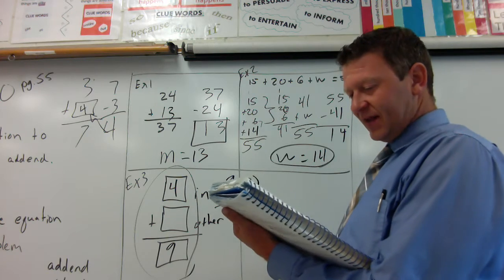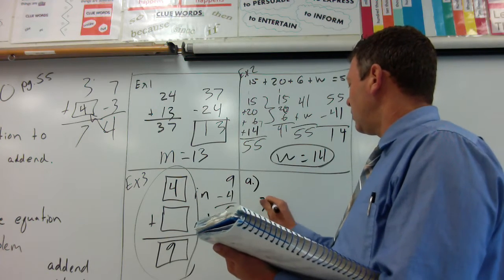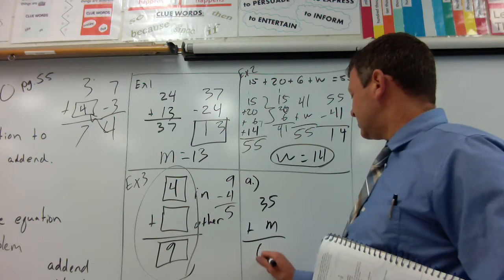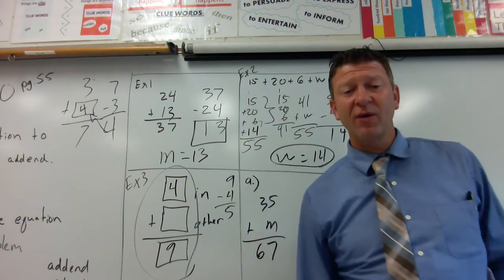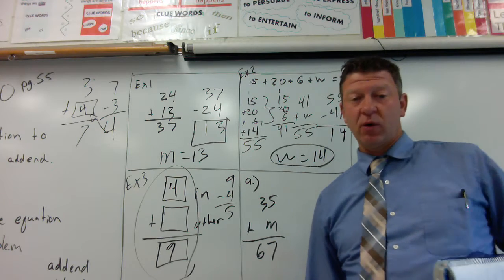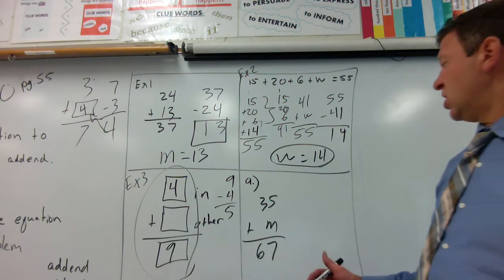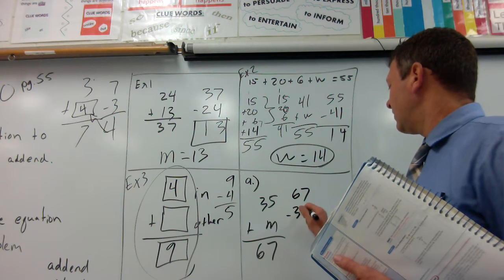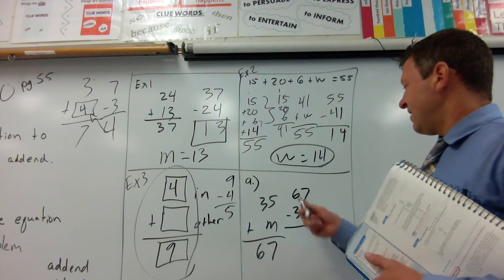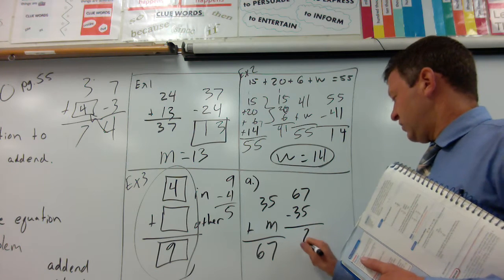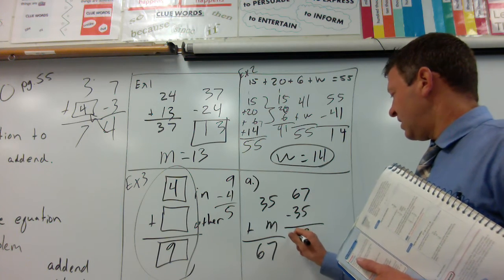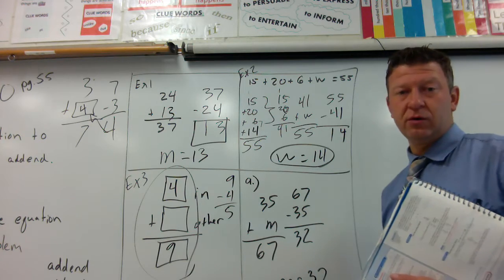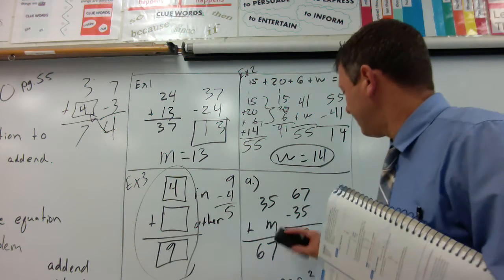A's written horizontally. I'm going to write it vertically, you too. 35 plus some number, M, equals 67. Whenever we have a missing add-in, what are we going to do? We're going to subtract. So let's flip this over. 67 minus 35. 7 minus 5 is 2, and 6 minus 3 is 3. M equals 32.